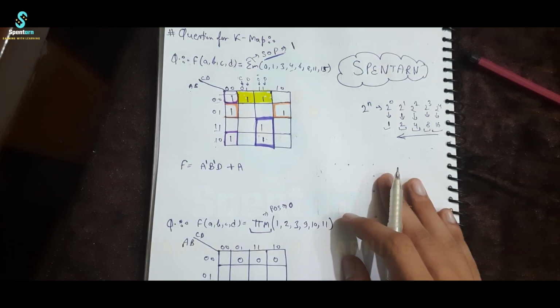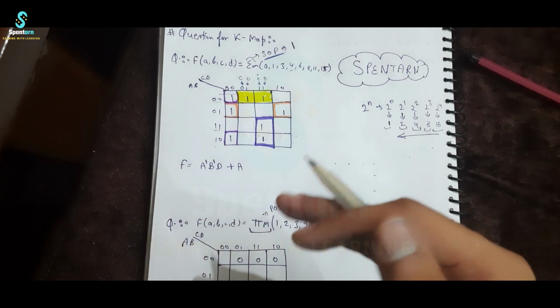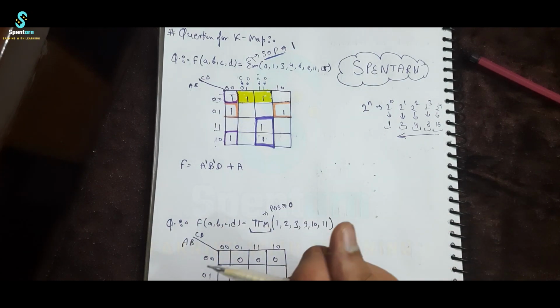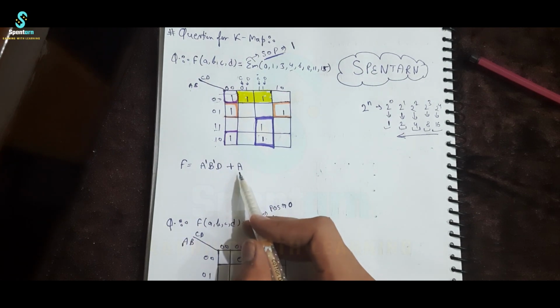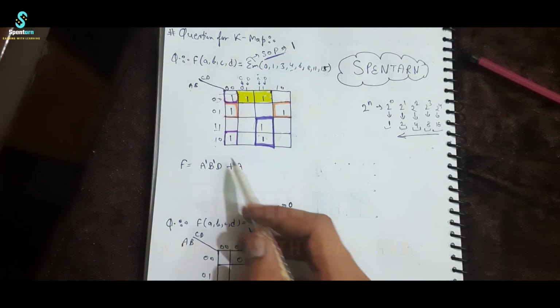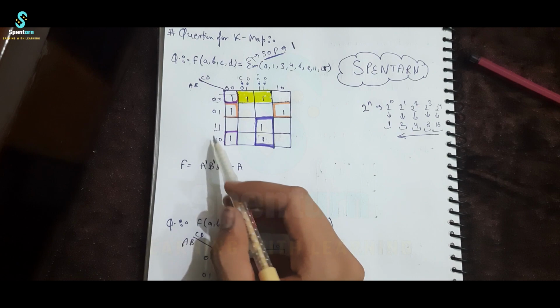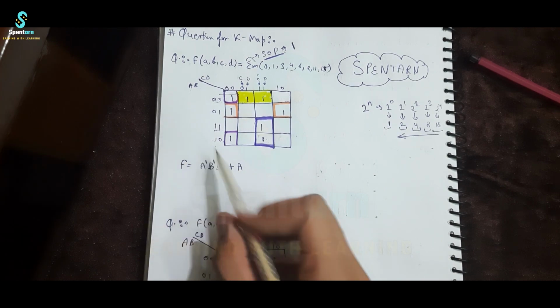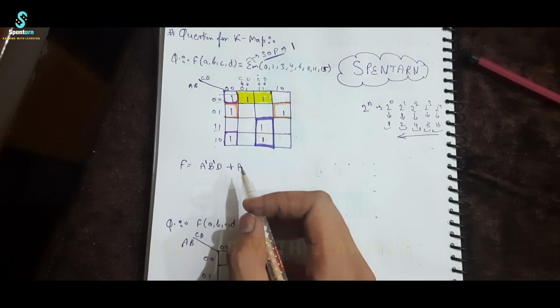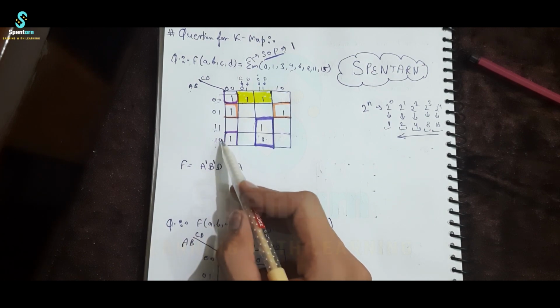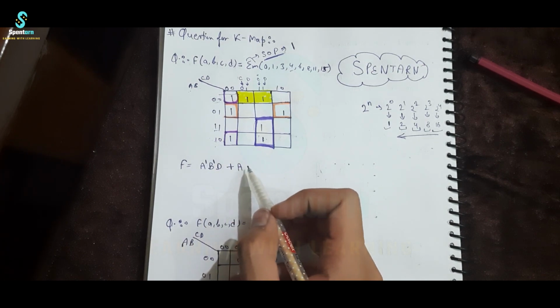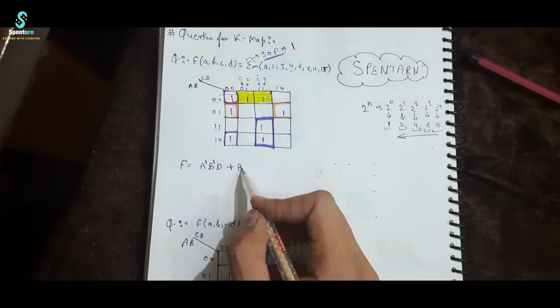So what we have learned here is that whenever there is a common value in the cells, that means if we are getting A in both the cells, we can directly write it down. Similarly, if we got 0 0 here, that means 0 is common for A, and we will write A bar. But in this case, we have 1 common for A, but B is getting changed, 1 and 0, so we will not write B. So we have written down A.